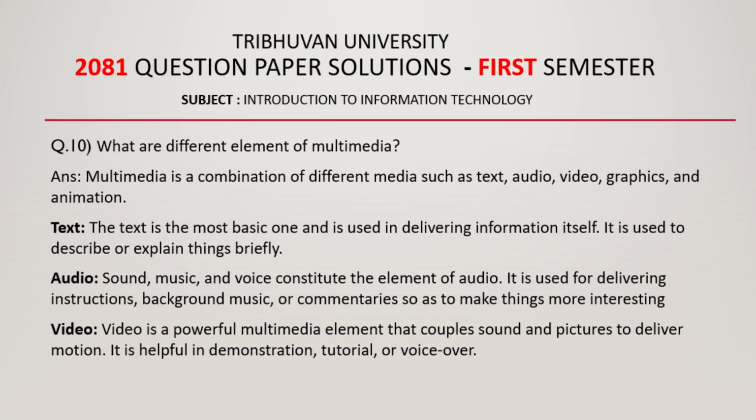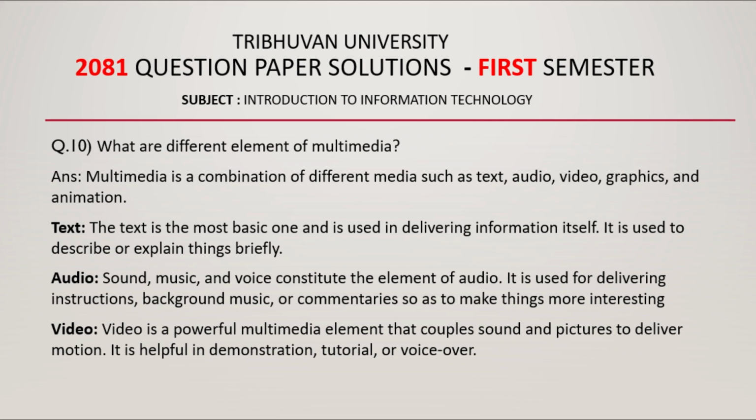Number 1. Text is the simplest and most basic form of multimedia. It is used to display information, describe content, and explain ideas clearly. Example: titles, paragraphs, or labels in a presentation or website.